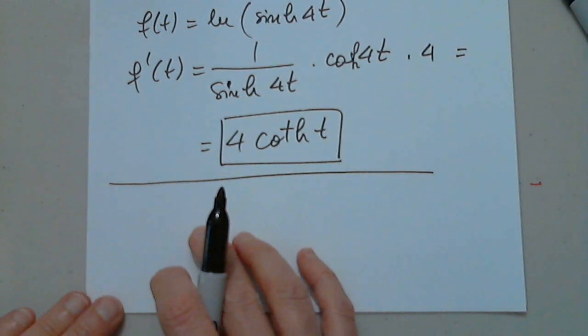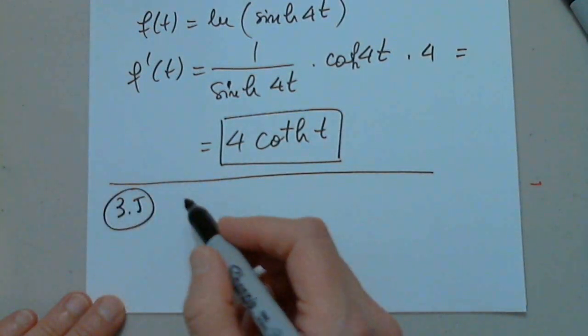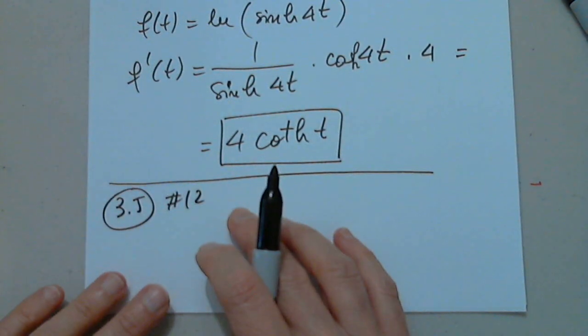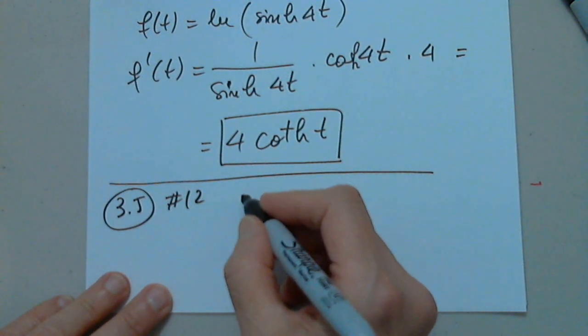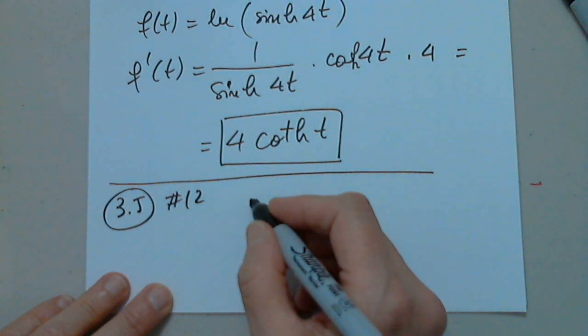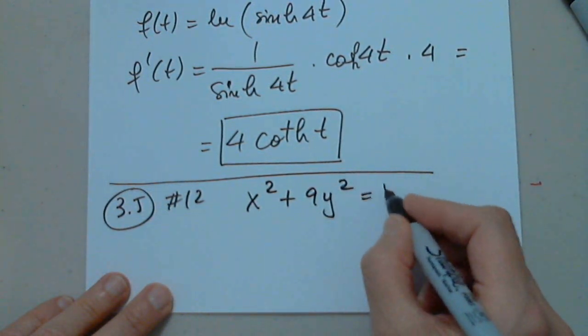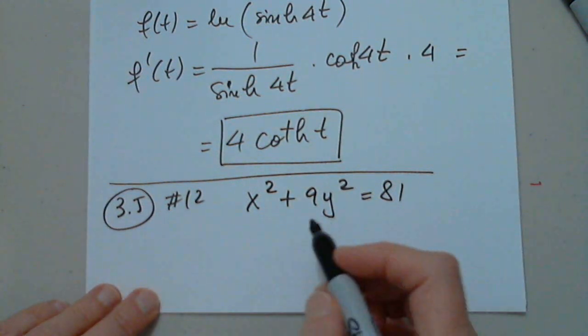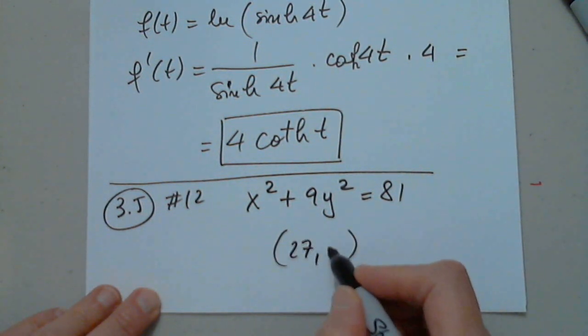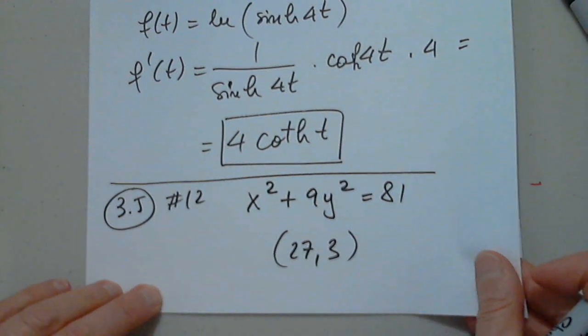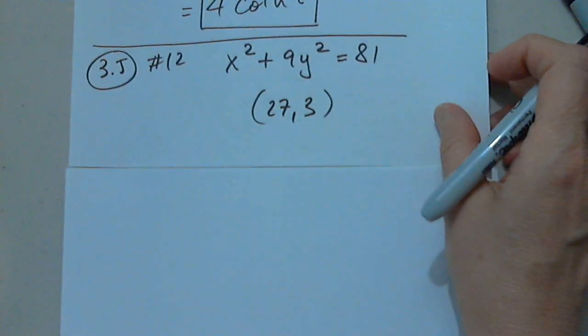It's from 3.5, number 12, which states: find equations of both the tangent lines to the ellipse x squared plus 9y squared equals 81 that pass through the point 27, 3. Perfect. Okay.